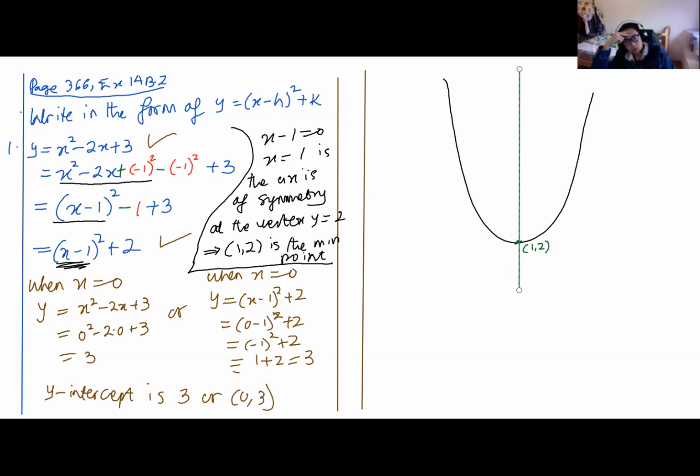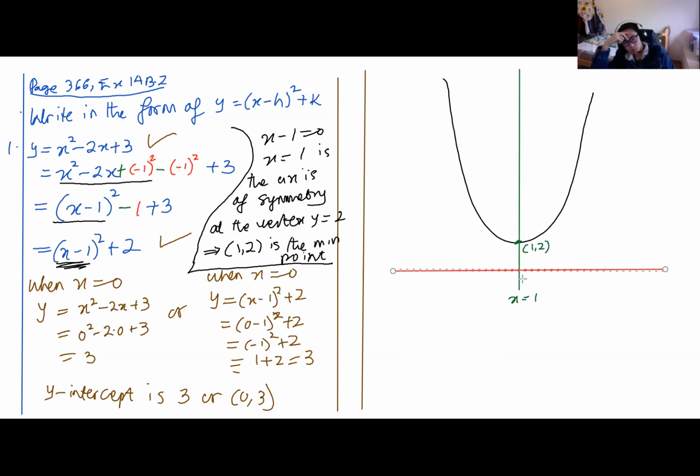Okay, so I can write the equation here. The equation is x is equal to 1. Remember, y is equal to 2, which means it doesn't cross my x-axis. Because if the minimum point is y is equal to 2, then it doesn't touch it.